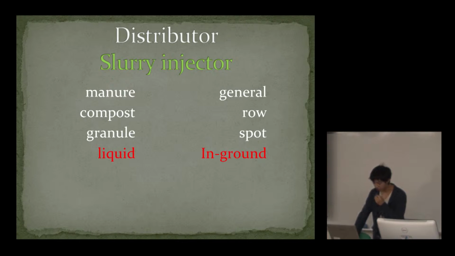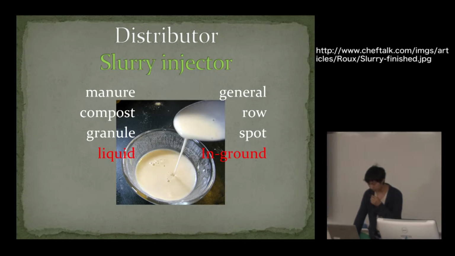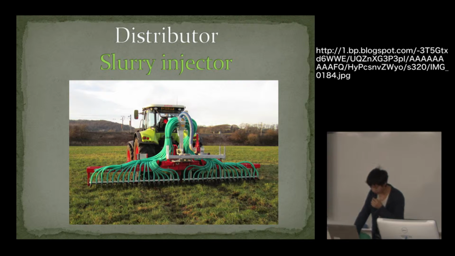Next is slurry injector. Fertilizer is liquid and application is in-ground injection. Slurry means dissolved lime. The applicator section has chisels and nozzles, which rip up the soil and inject the slurry.